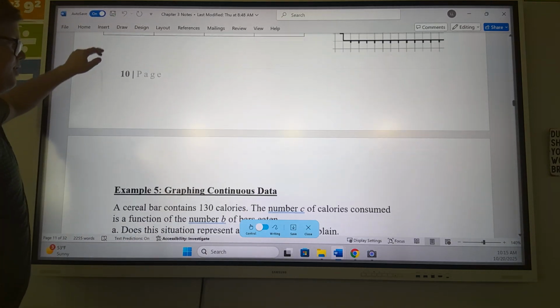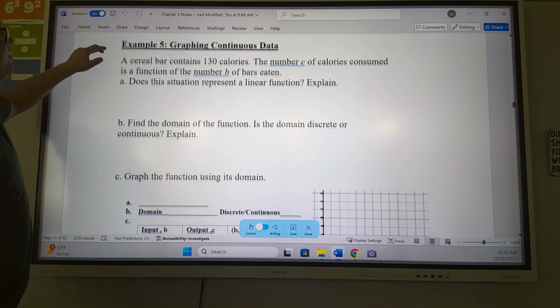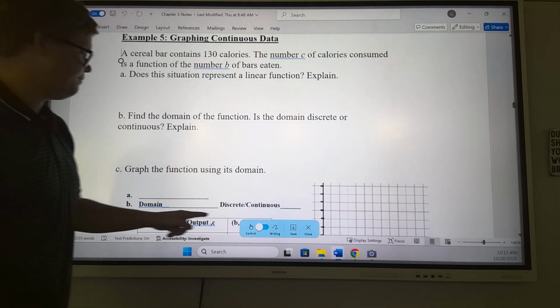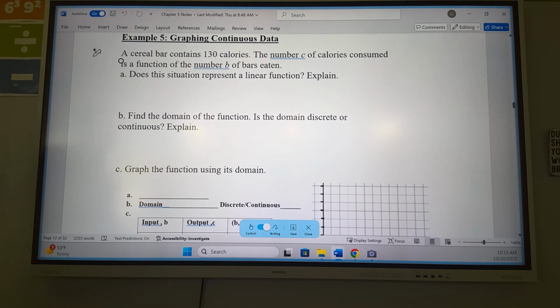Today we're going to graph some continuous domains now. Continuous data. Let's start up here and let's answer these questions. Does the situation represent a linear function? Well, let's see. A cereal bar contains 130 calories. The number of C calories consumed is a function of the number of B bars eaten.